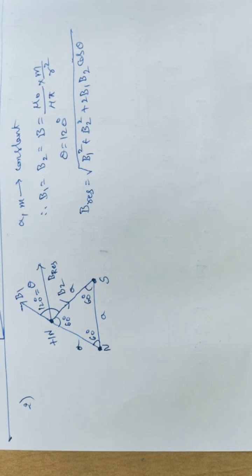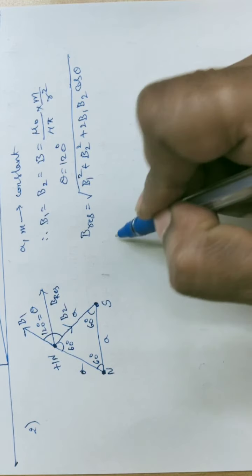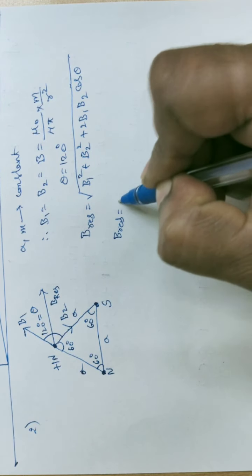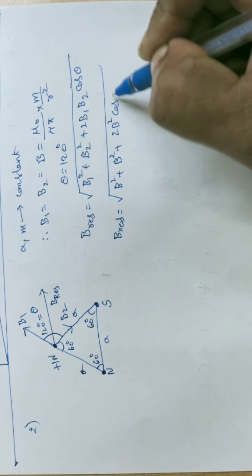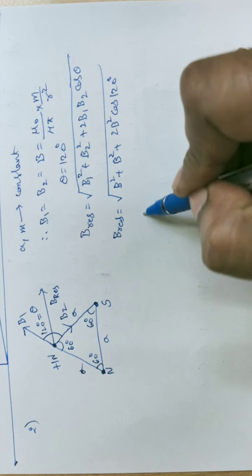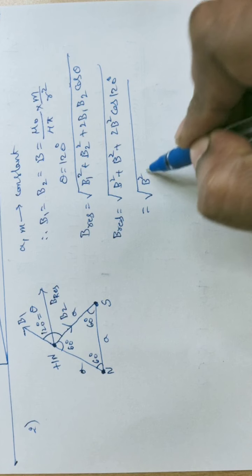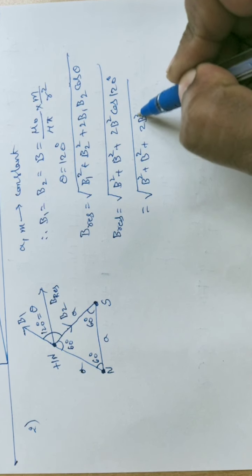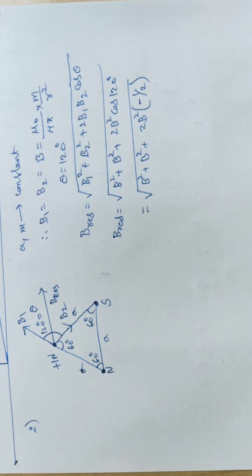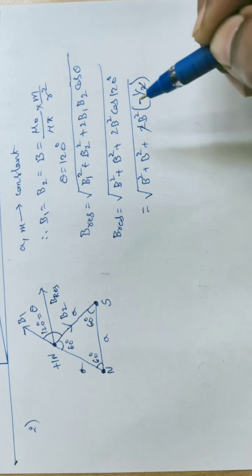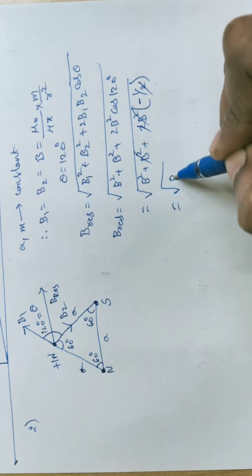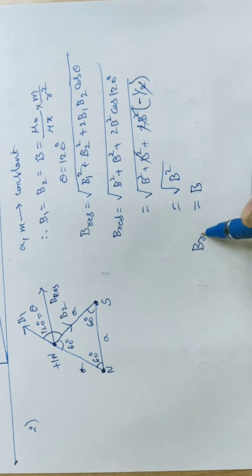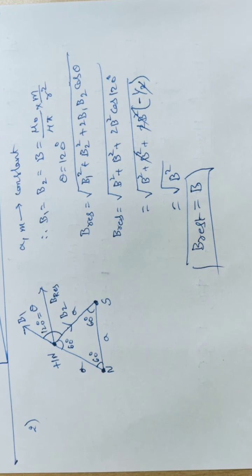Is it clear students? So now observe clearly by yourselves. So b resultant here becomes root over b square plus b square plus 2b square cos 120 degrees. What is the value of cos 120? Cos 120 value is nothing but minus 1 by 2. How much students? Minus 1 by 2. So minus 1 by 2 is substituted here. So this 2 and this 2 will be cancelled. This is plus b square and this one is minus b square. So on cancellation, we find root b square. So finally we will get b. Therefore the b resultant value is equal to b.